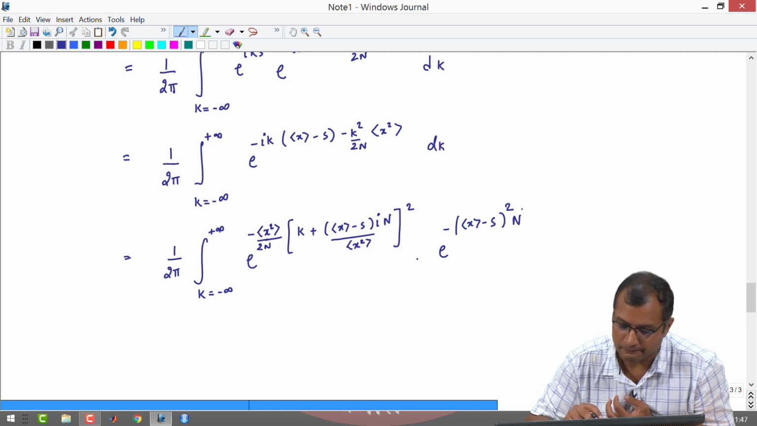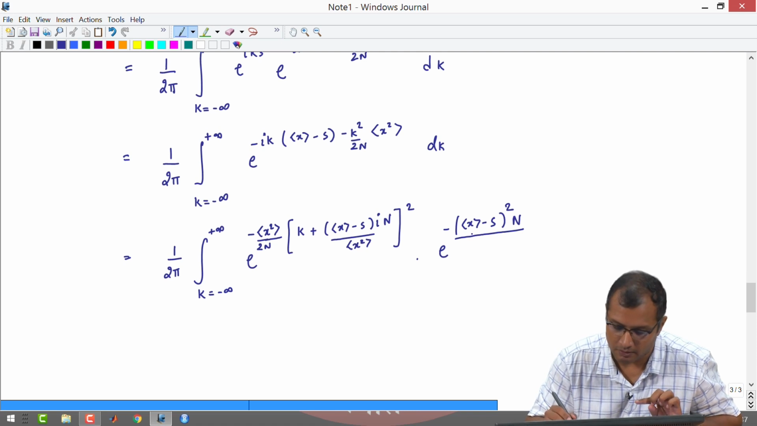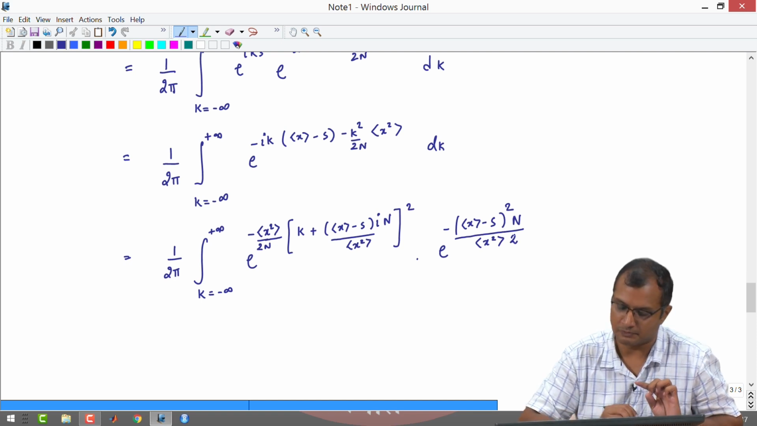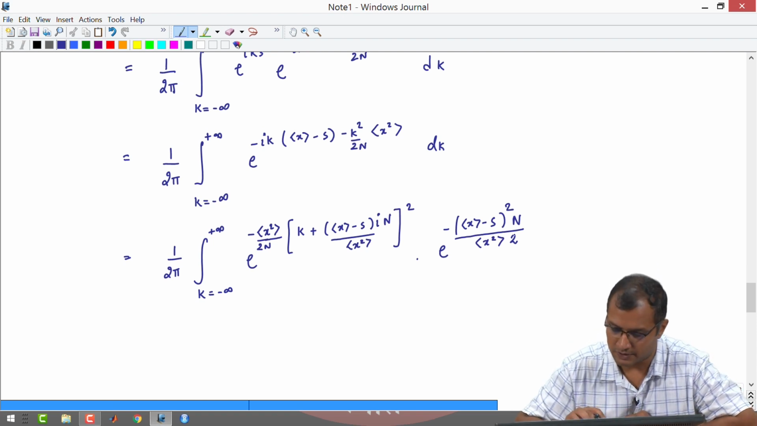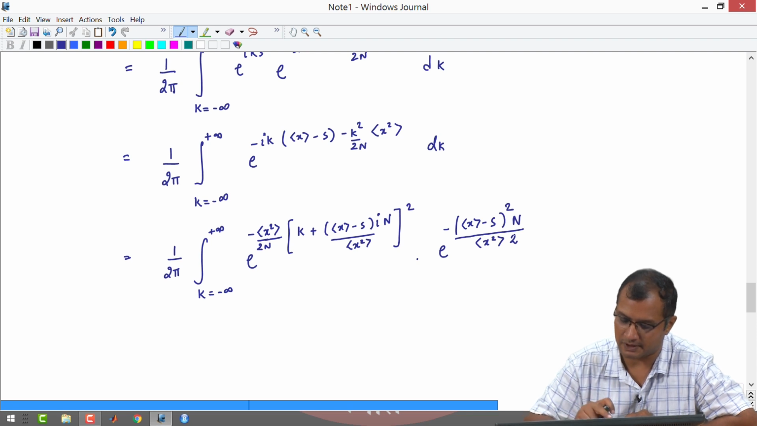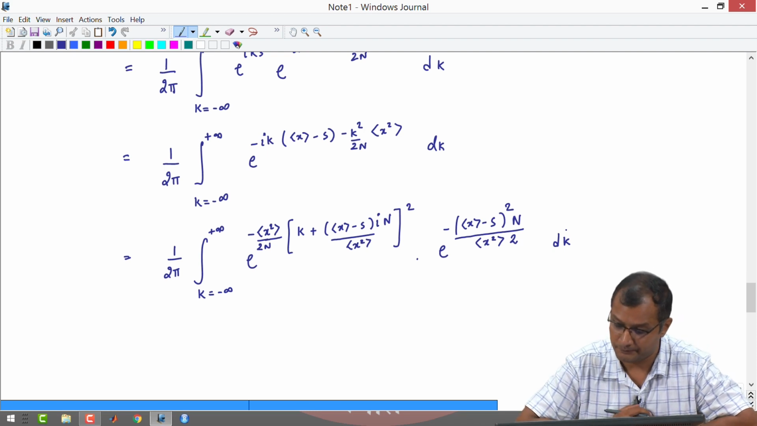and I will have this divided by |x| square by 2. Okay. So the quadratic term, n square cancels with n, that gives me an n here, i square becomes minus 1, and I will have an x square in the denominator, yeah, so that is it. Okay.